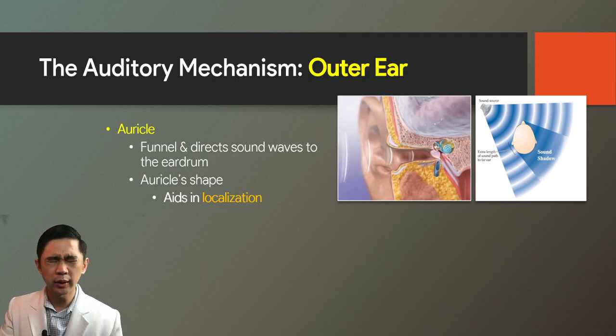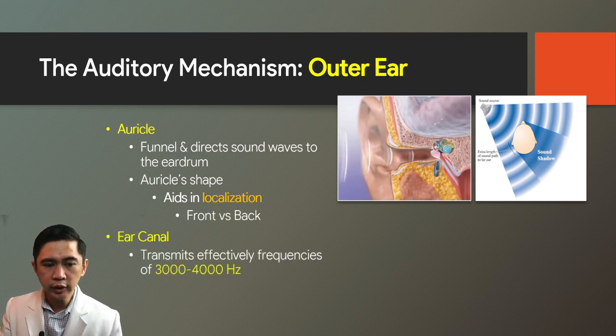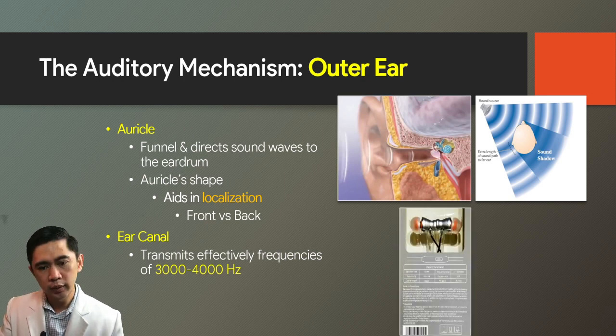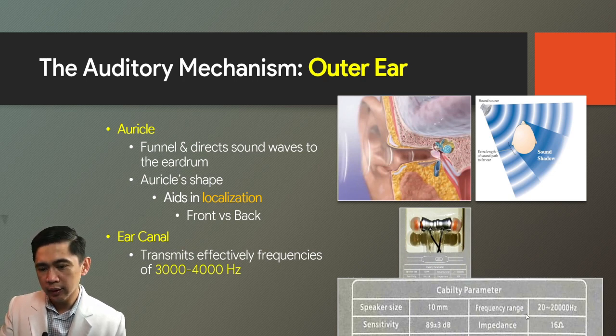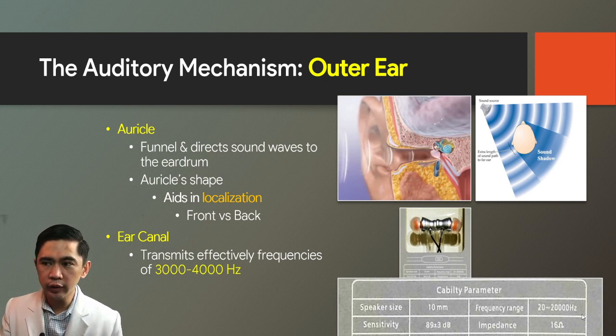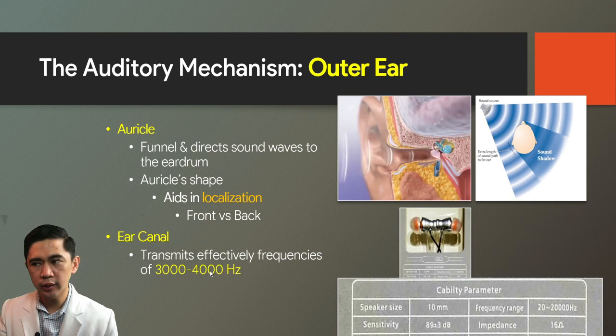No, you will know if the sound source is in the front or at the back. The ear canal transmits effective frequencies at 3,000 to 4,000 hertz. For example, if you try to buy an earphone and take a look at the inlay card, you will see that it has a frequency range of 20 to 20,000 hertz. However, in reality, we only use a fraction of that frequency range because the ear canal, where we put our earphones, has only 3,000 to 4,000 effective frequencies.